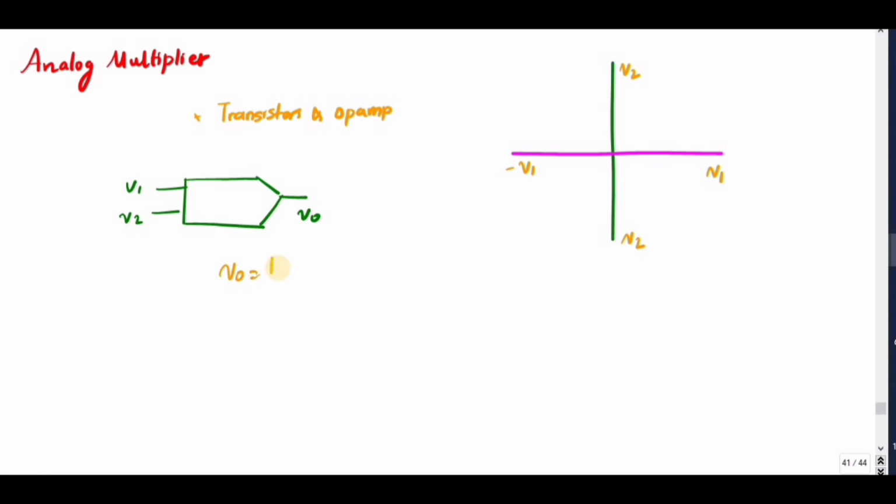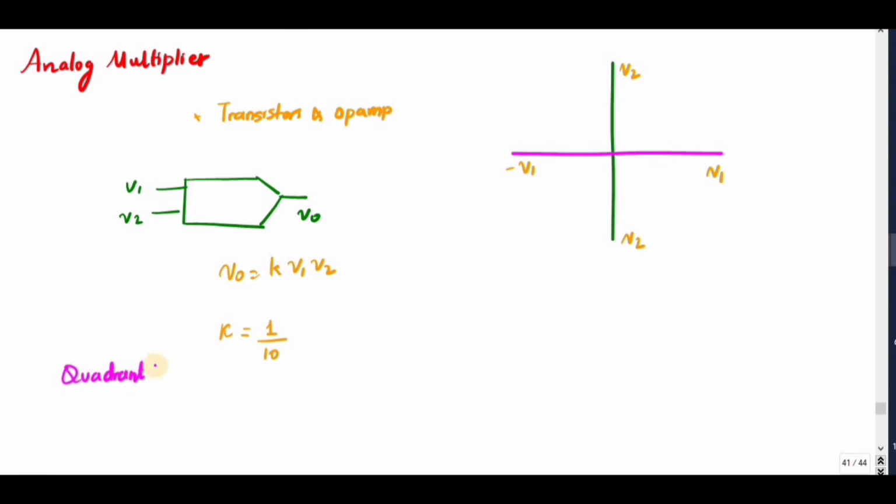So what is V0? V0 is equal to K into V1 into V2, right? Because we know the K value is 1 by 10. Okay, so let us discuss the quadrants.